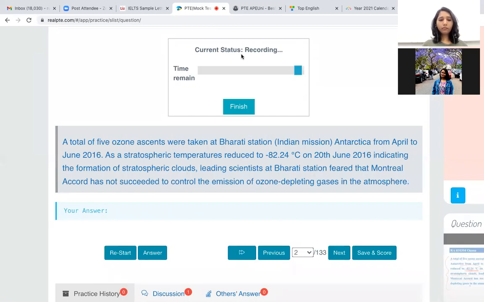A total of 5 ocean ascents were taken at Bharti Station, India Mission, Antarctica from April to June 2016, as stratospheric temperature reduced to minus 82.24 degrees centigrade on 28 June 2016, indicating the formation of stratospheric clouds. Leading scientists at Bharti Station fear the Montreal Accord has not succeeded to control the emission of ozone depleting gases in atmosphere.